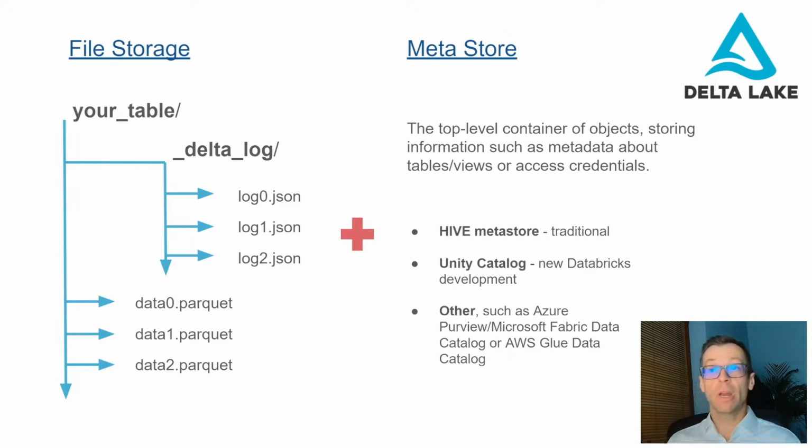It's a place where we are going to register our tables to be able to run SQL queries on top of it, and there are a couple of options for the metastore. The most important are Hive Metastore and Unity Catalog. Unity Catalog is what Databricks is promoting the most. Hive Metastore was the default metastore for many years.